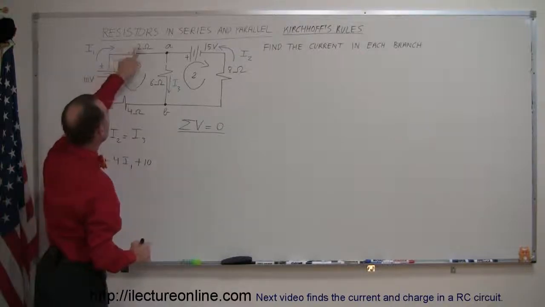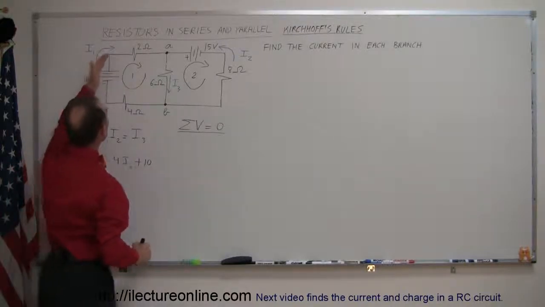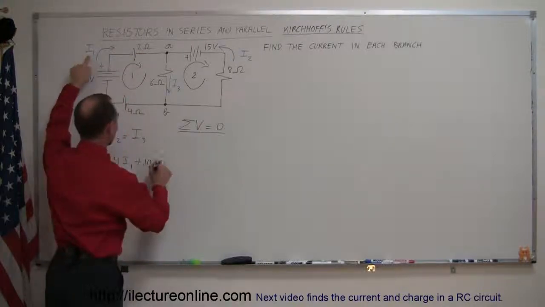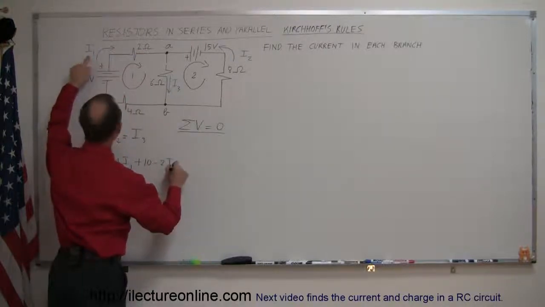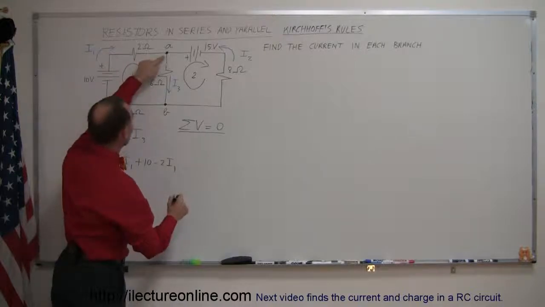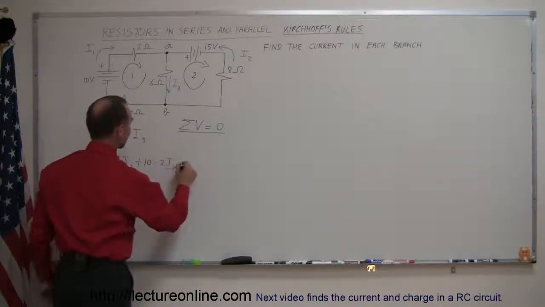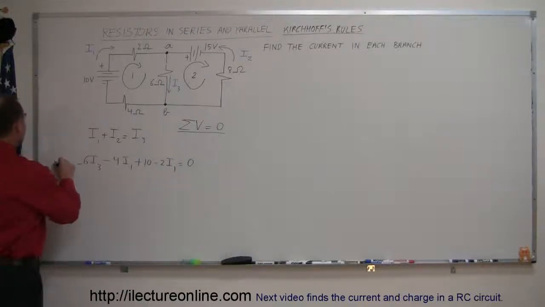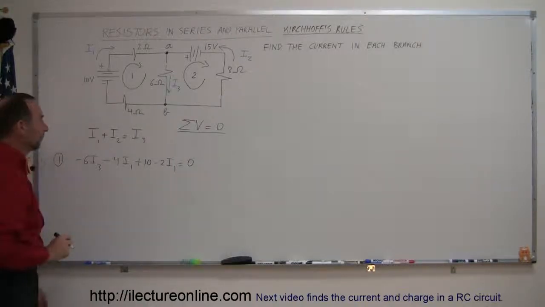And then finally going across this resistor, again I go with the current, so it's a voltage drop. It's this resistance times this current, so minus 2I1. And then I get back to A, so all those voltage rises and drops should add up to 0. And there's my second equation. So this is from loop number 1.